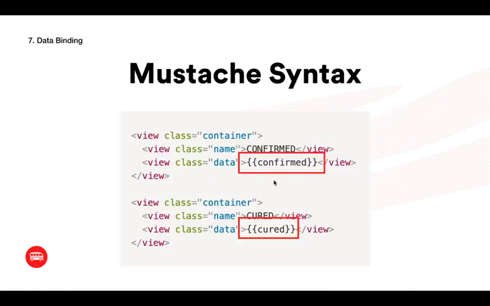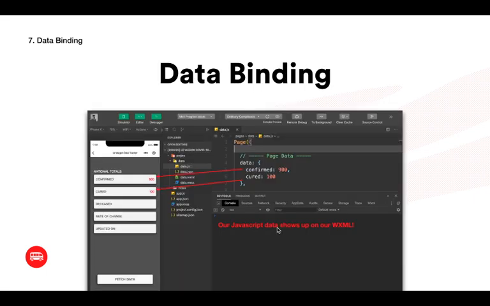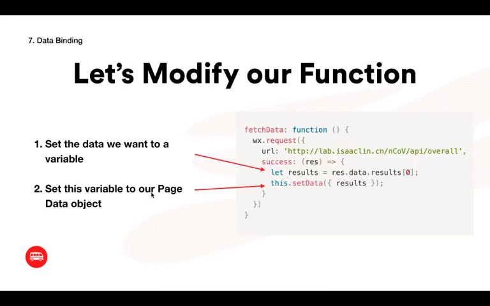So here we have confirmed. This is data.confirmed really. And also underneath this, we have cured. So this is going to be 900, 100. Same thing, 900, 100. All right.